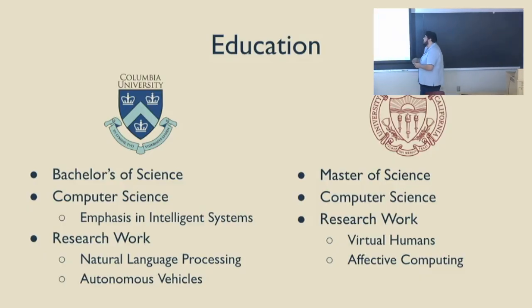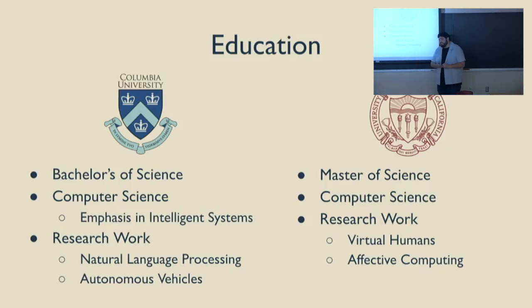So, a little bit about myself. I got my bachelor's in computer science with an emphasis in intelligent systems at Columbia University in New York City, where I did a lot of research work on natural language processing and autonomous vehicles. It's a lot of really big words, but basically, my research was about how computers can understand human language. We can speak, read, write English, but how can the computer actually read, write, and understand the English language? My work was specifically on English-Spanish code switching, switching between English and Spanish freely. And then also autonomous vehicles, self-driving vehicles. I did some research work on that.